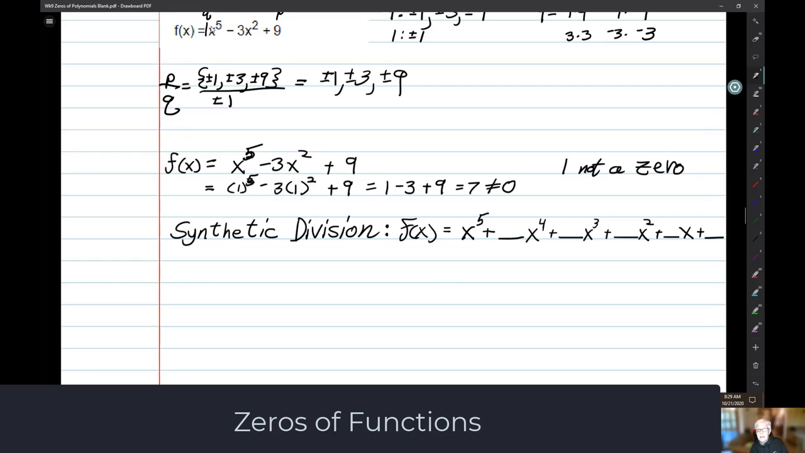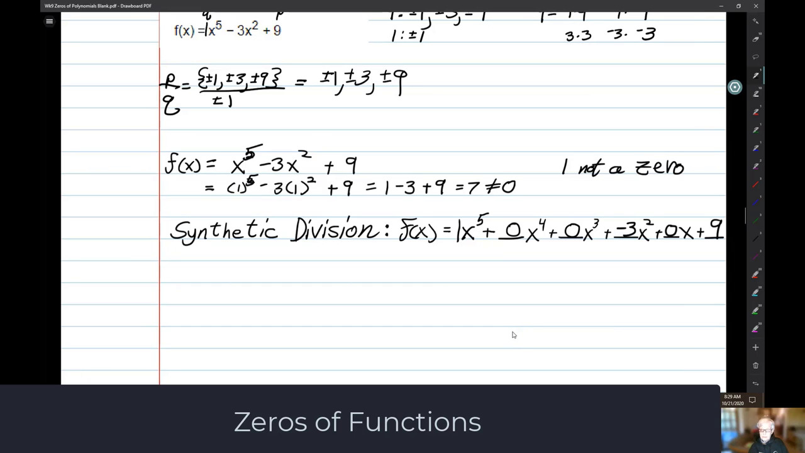Well, you do have an x to the fifth term. You do have an x squared term. And you do have a constant at the end. But you don't have a fourth degree term, so I put a zero in front of it as a placeholder. You don't have a third degree term, so I put a zero in front of it. You don't have a one degree term, so I put a zero in front of it.